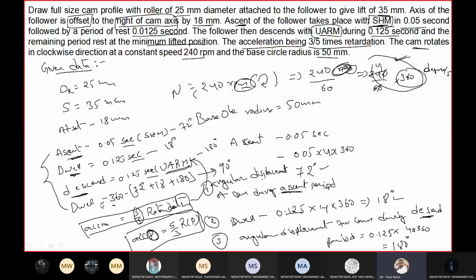Okay, so this one is a procedure. How to convert this is not important for you. So I'm just telling the point. Just remember this one blindly. Now the ascent period is equal to 5 by 3 of the retardation period. Now what is the use of this one?